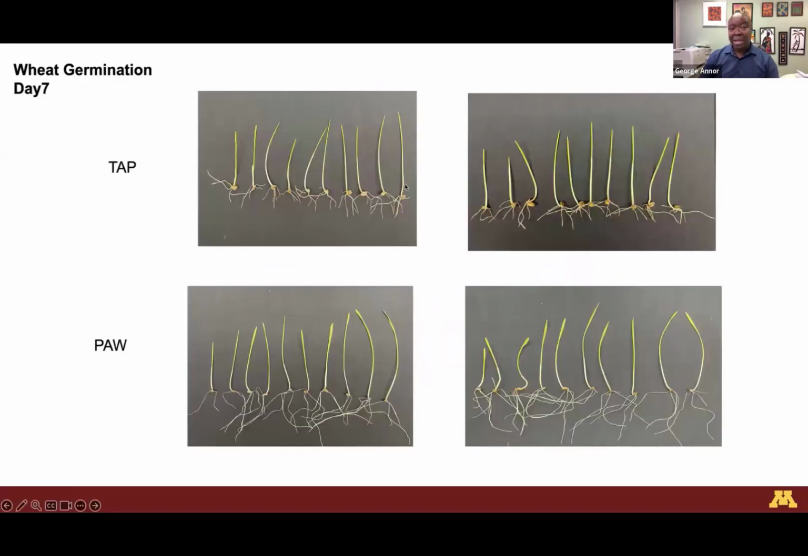These are actual pictures of the seeds after 7 days, and you can see clearly those that are germinated. This is wheat germinated with the plasma activated water, which had much longer roots. Those roots were going for the PAW in the container, and in the PAW, they were much, much longer than in the regular tap water.